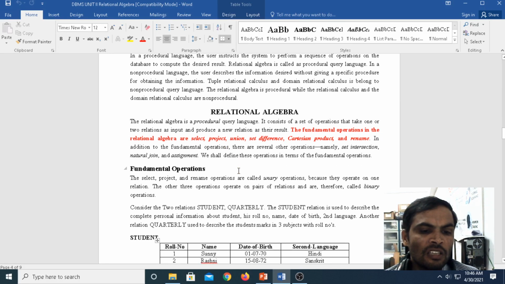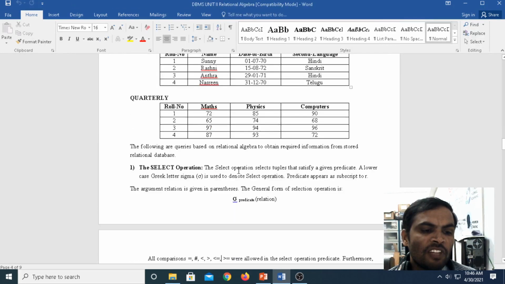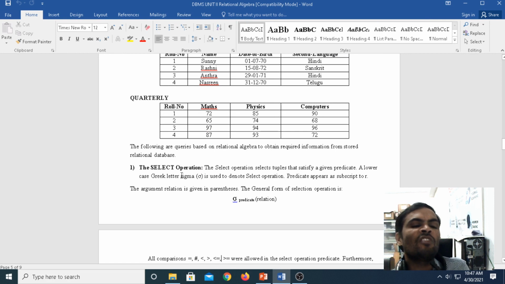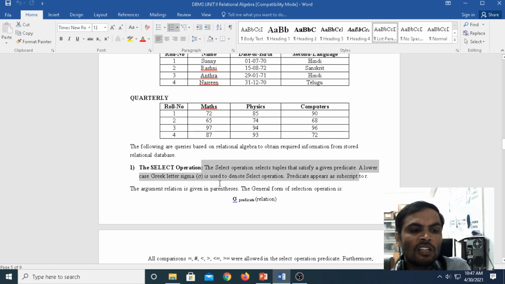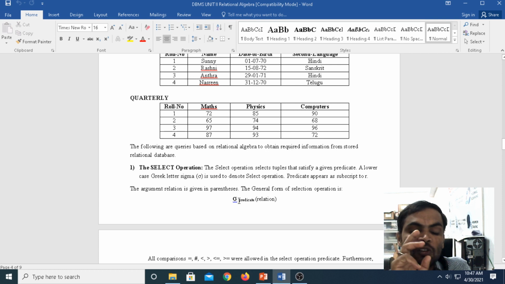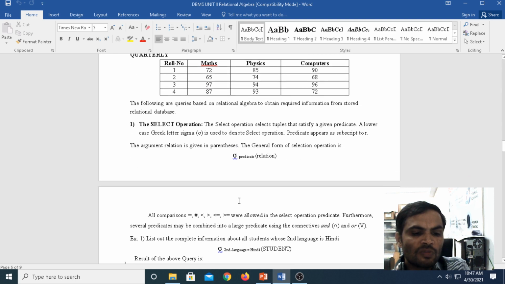Now, if you want to see how we represent these in the relational model: the selection operator is represented with the lowercase Greek letter sigma. Under the selection operation, the tuples satisfy a predicate, and with the help of sigma we represent the selection operator. According to relational syntax we represent selection with sigma, and we can use all comparisons.